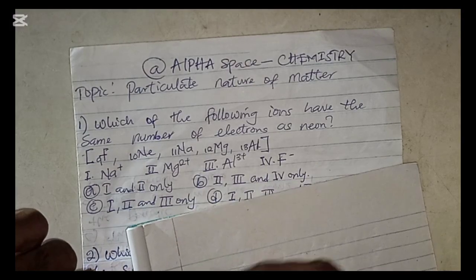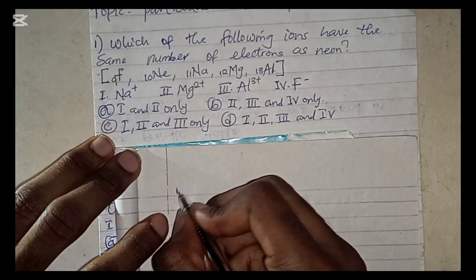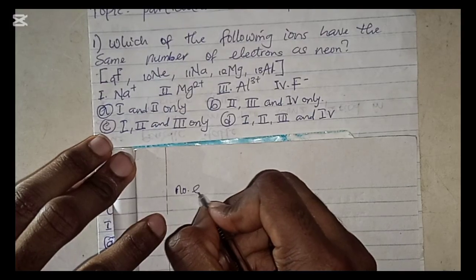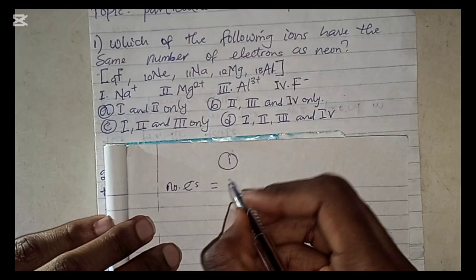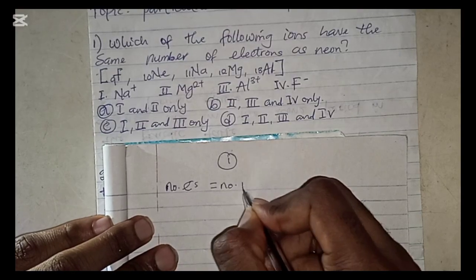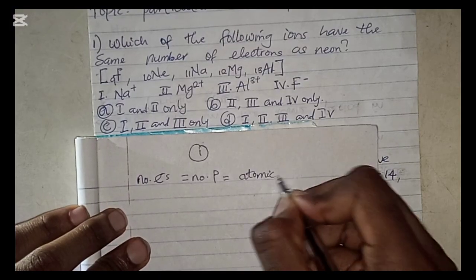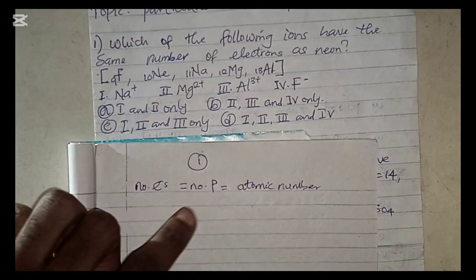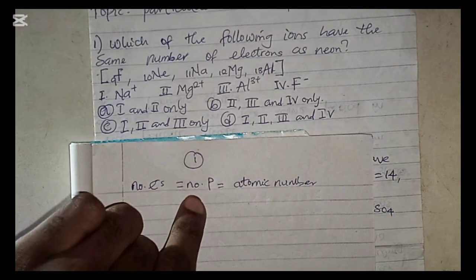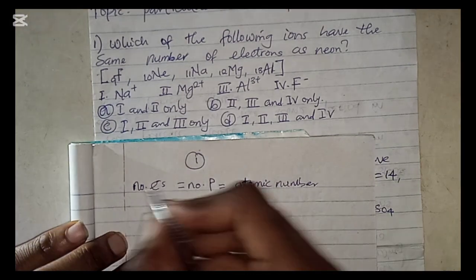Now, for neutral atoms, there's something you should know. For neutral atoms, the number of electrons is equal to the number of protons, which is equal to the atomic number. This is the key knowledge you should know from question number 1. The number of electrons is equal to the number of protons is equal to what? The atomic number.